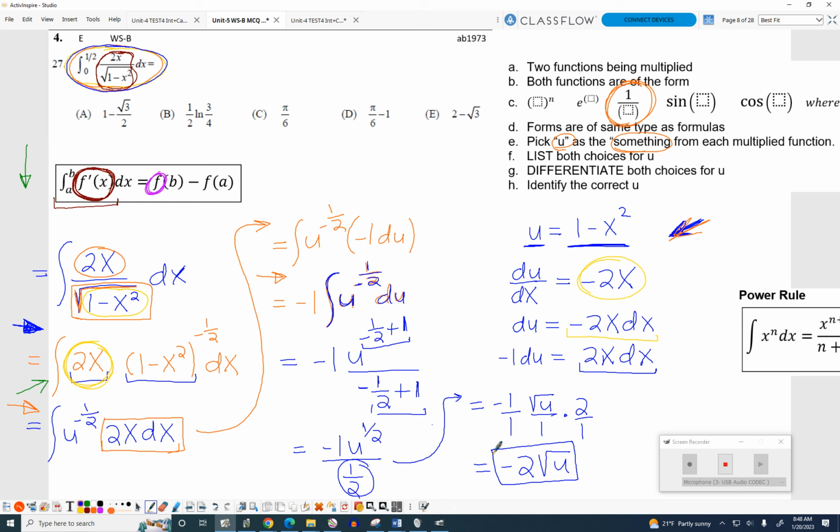If we were to take our u value here, in fact, let's do that real quick as just a quick check. Running out of room. So if we were to go back, we'd say, okay, this is the same as -2 square root of 1 minus x squared. And then we would take the derivative of this, and we should end up with this. So let's check that real quick.